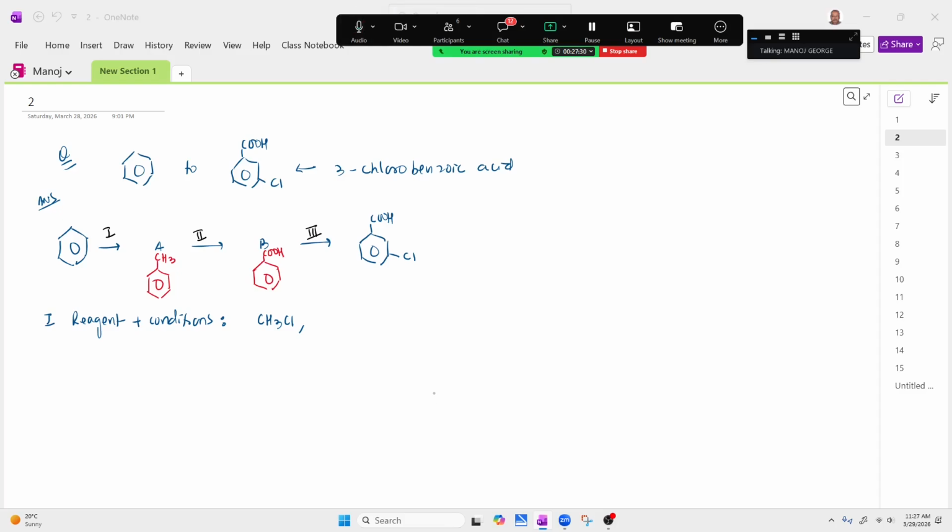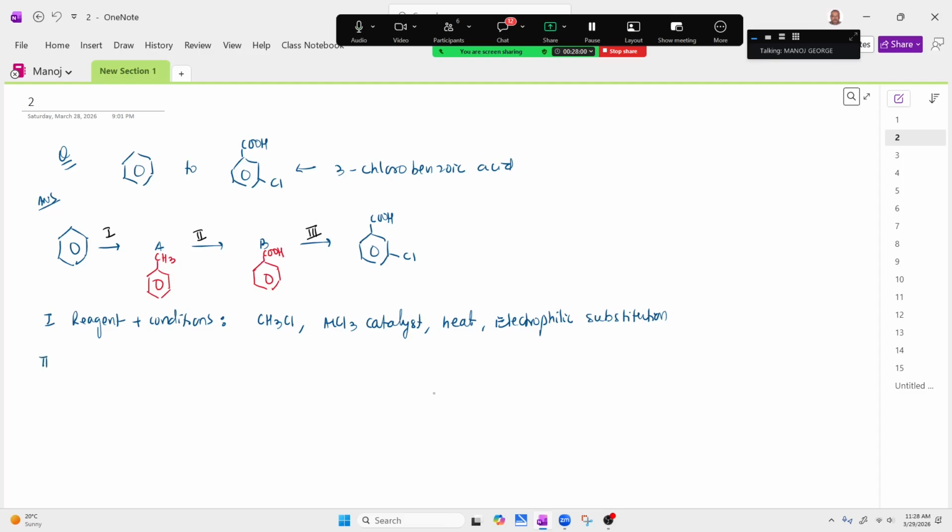That is correct. So that's my reagent CH3Cl, and I will use AlCl3 catalyst, and I will also need heat, and this reaction is referred to as electrophilic substitution. I'm just writing the name of the reactions wherever so that everything is in one place for you to learn. So electrophilic substitution, also referred to as alkylation, Friedel-Crafts alkylation. Okay, good. All that done.